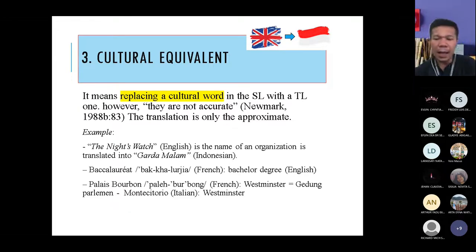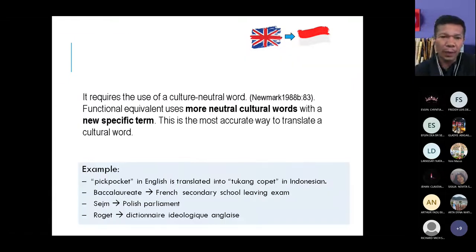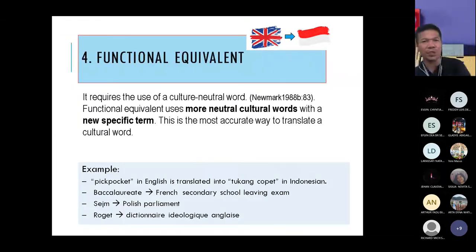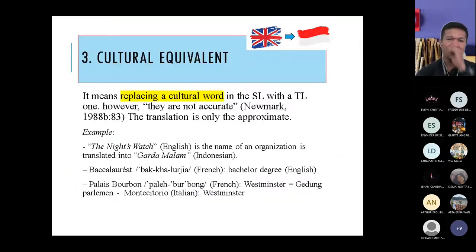Okay. We go on to number four. The fourth translation procedure is called functional equivalent. Functional equivalent requires the use of a culture-neutral word. Functional equivalent uses more natural cultural words with a new specific term. This is the most accurate way to translate cultural words. We differ between functional equivalent and cultural equivalent. The difference is, in cultural equivalent, we know that the physical thing is the same, but they have different names.